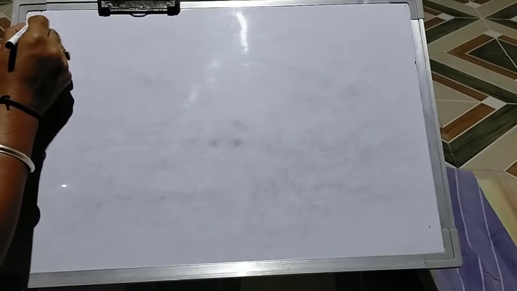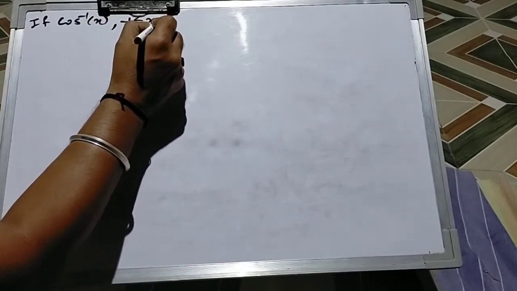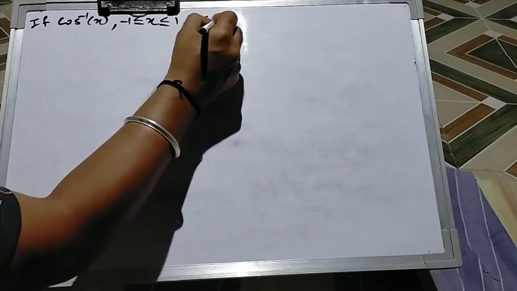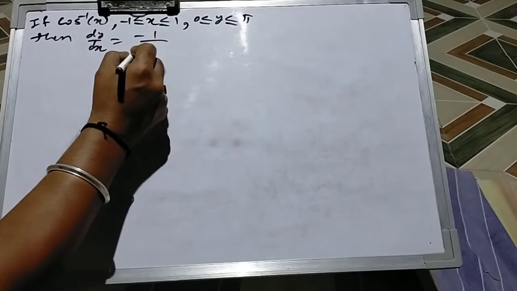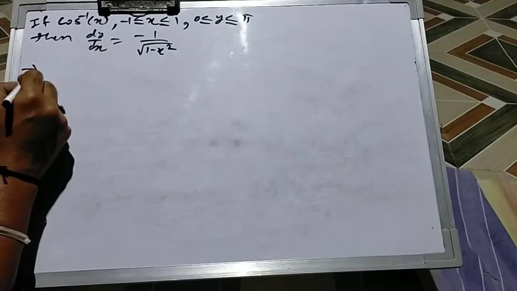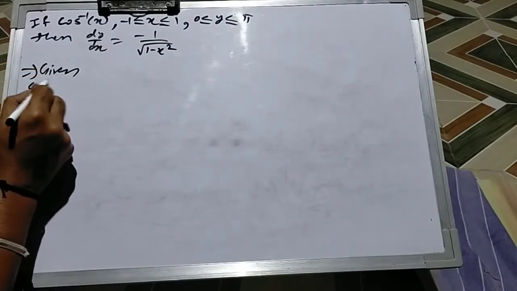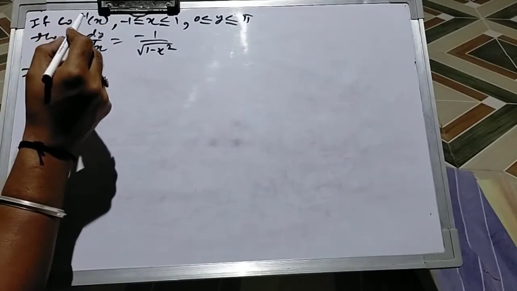Now secondly, similarly, the derivative of y is equal to cos inverse of x, where minus 1 is less than or equal to x is less than or equal to 1, and 0 is less than or equal to y is less than or equal to pi. Then dy by dx is equal to minus 1 divided by root of 1 minus x square. So here, given cos inverse of x is equal to y.